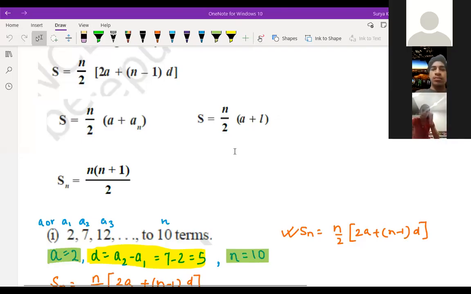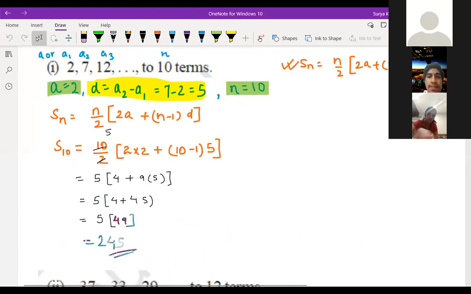We are reading the sum of the AP series. So the first question was: A or A1, you can say, see here. The first question is given as 2, 7, 12 up to 10 terms. A is equal to 2, A2 is equal to 7 is given over here. Try to understand what is given in the question.